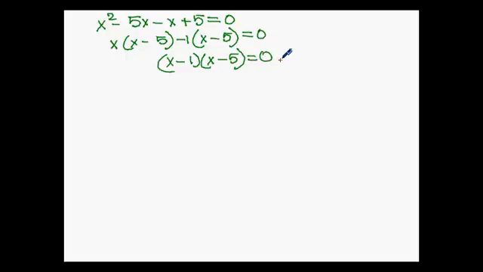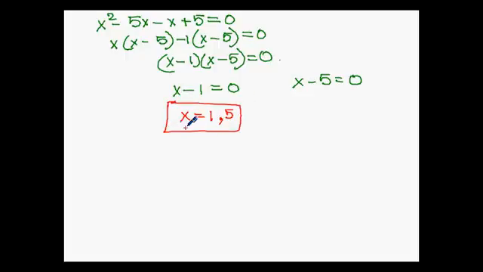Now for this expression to be 0, either x minus 1 could be equal to 0 or x minus 5 could be equal to 0. So that gives me two values for x. x could either be equal to 1 or x could be equal to 5. So that is the solution for our question.